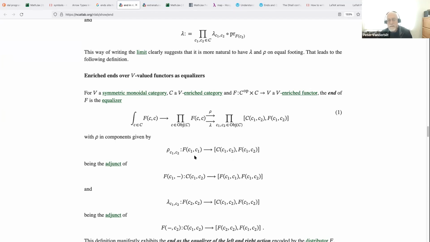But is V an enriched functor? So does that mean all the values of V are functors? No, sorry. V is just a category. What they're saying up here is that F is a V enriched functor. Oh, so this F, okay, think of V as like Set. That's probably the easiest.